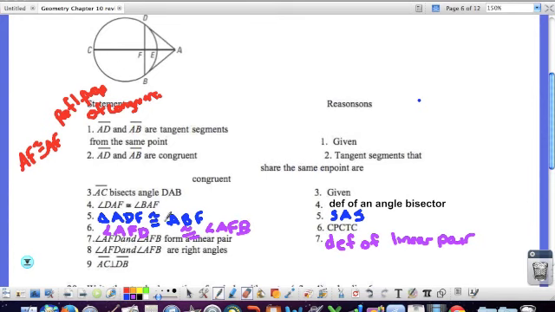There's lots of things I can say, but I can look at the proof and see that they keep talking about these. So if they're congruent and they form a linear pair, then they must be right angles. Okay? If they're congruent and they form a linear pair, they must be right angles. That is the definition of right angles.